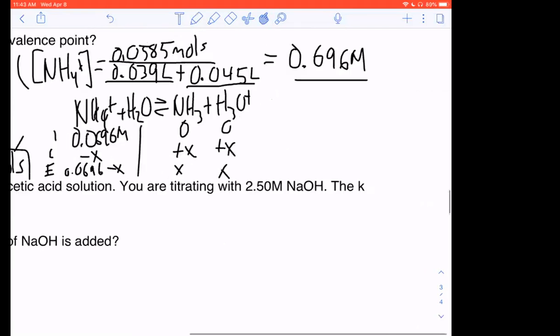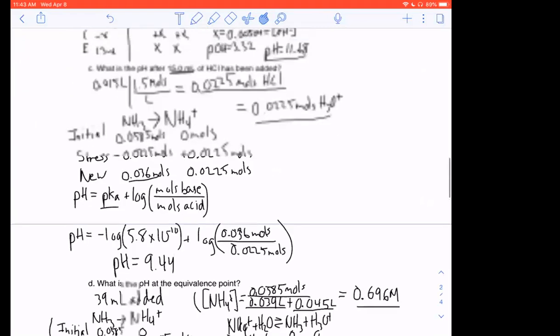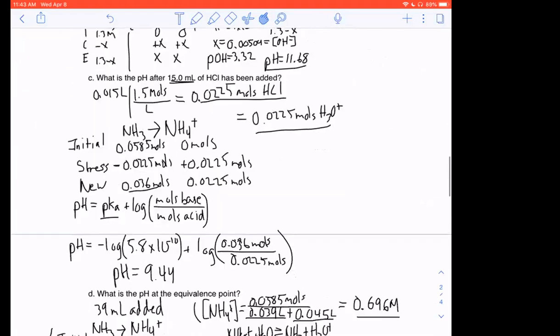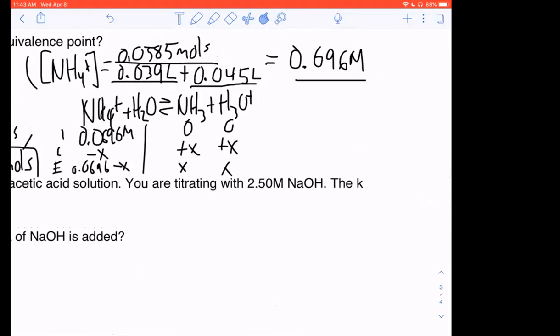So solving for that, since it's a weak acid now, you're going to use the Ka. Let me look back at the problem. The Ka is 5.8 times 10 to the minus 10. I'm going to zoom in a little bit, I apologize, I'll zoom back out at the end. So we have 5.8 times 10 to the minus 10 equals x squared over 0.696 minus x.